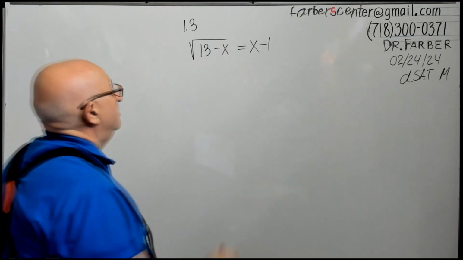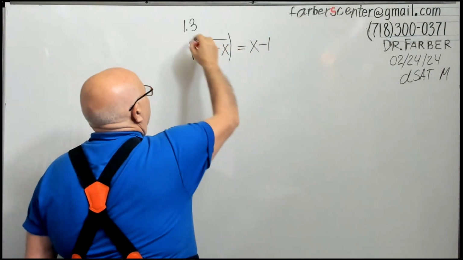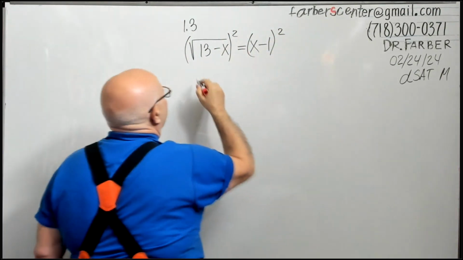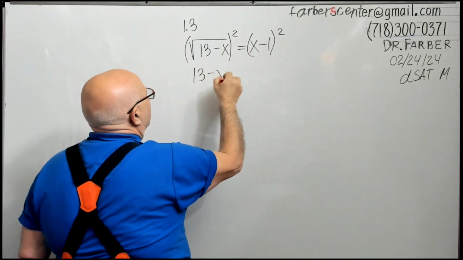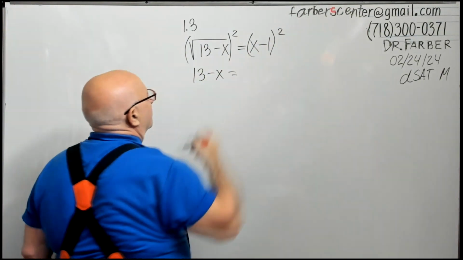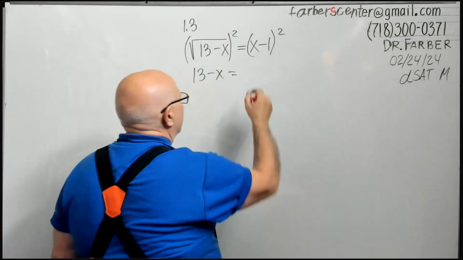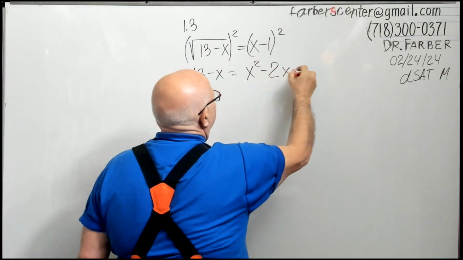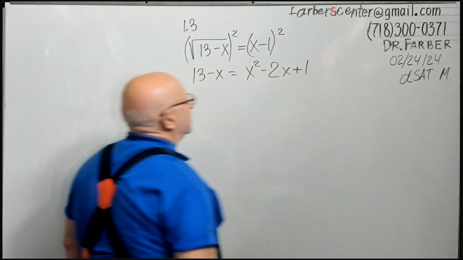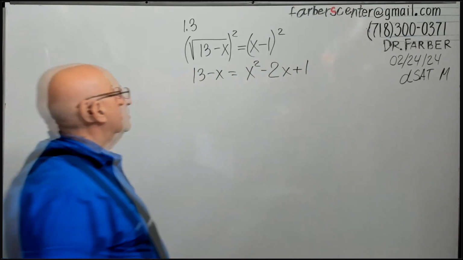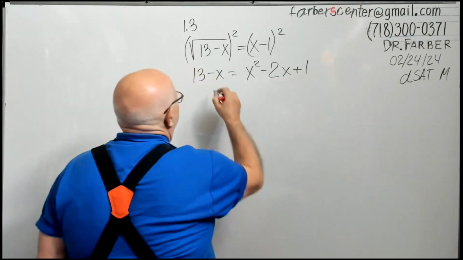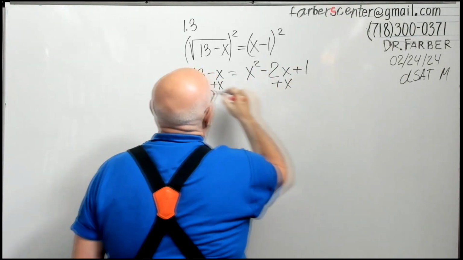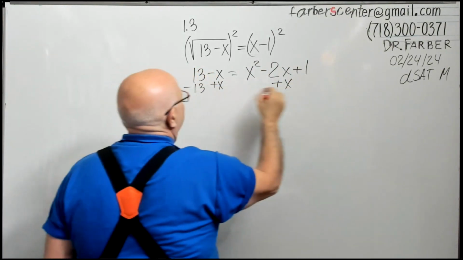It's an irrational equation, so raise it to the second power. You have 13 minus x, and apply the formula for the square of a difference of two terms: the square of the first term minus 2x and plus 1. So far so good? You know this, we did it lots of times. Plus x minus 13. We normalize this equation.